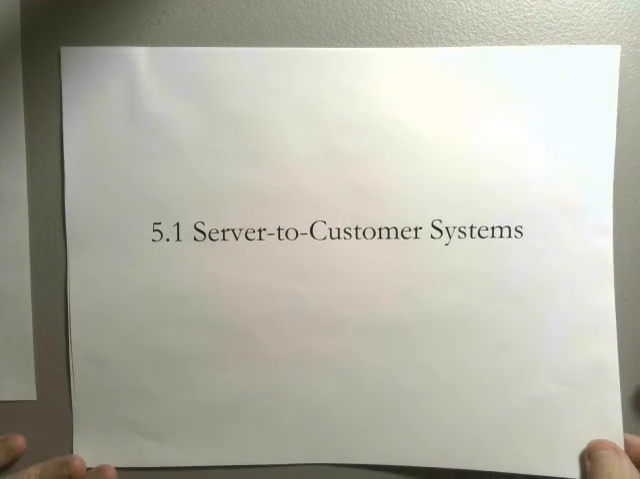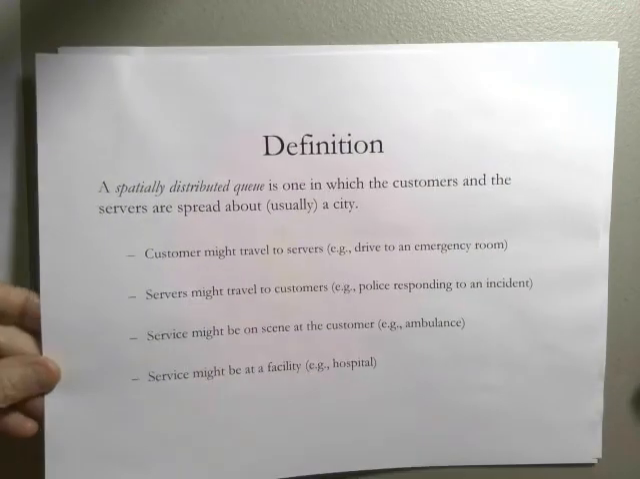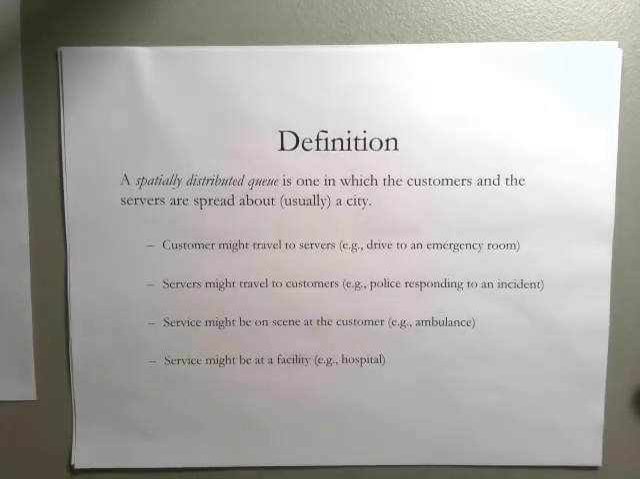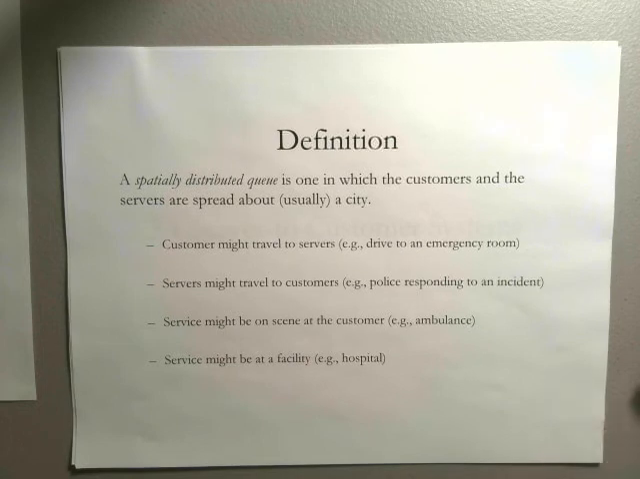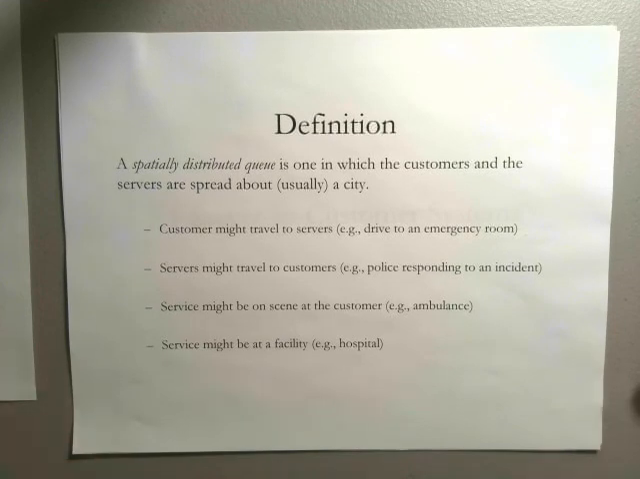So section 5.1, really the first few slides here, are an introduction to the definitions and exactly what's being handled in this chapter. The definition of a spatially distributed queue is one where we have customers and the servers spread about in a city. So it's not like when you go to an ATM machine, or, well, it's redundant, isn't it? ATM is automated teller machine.